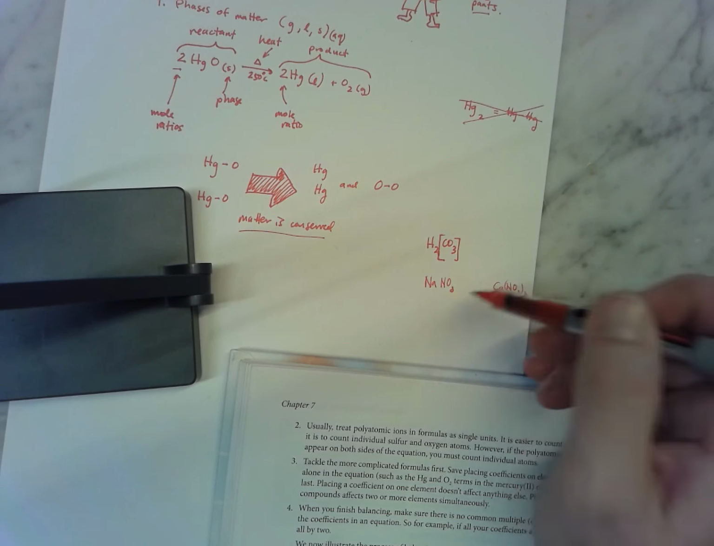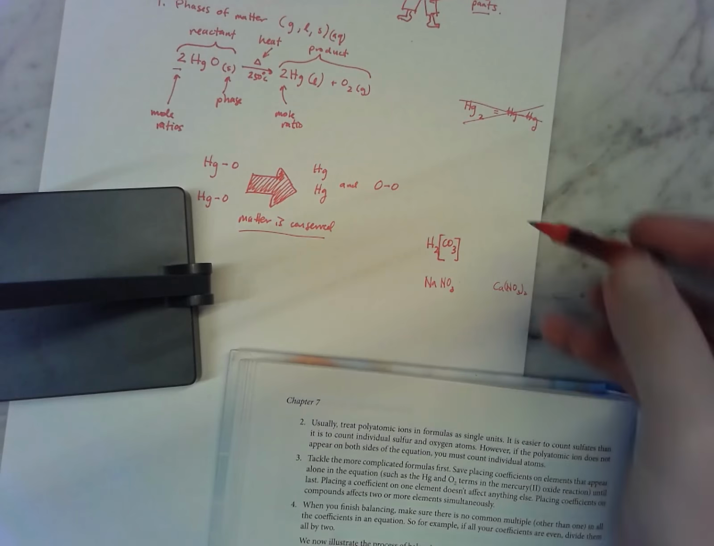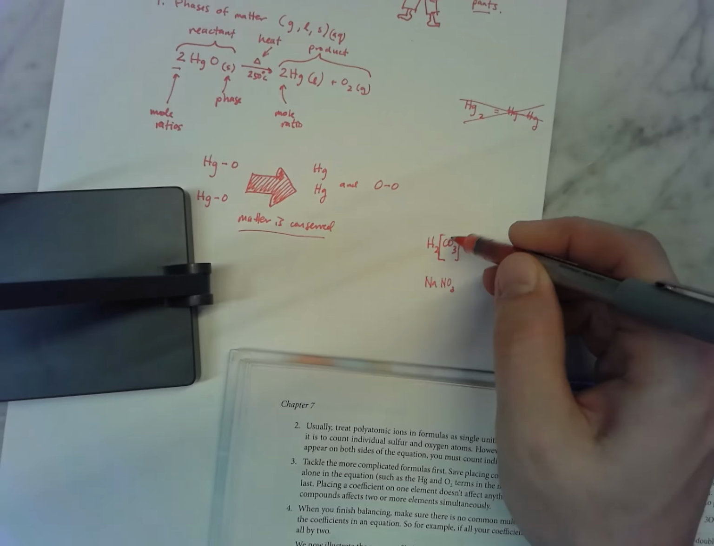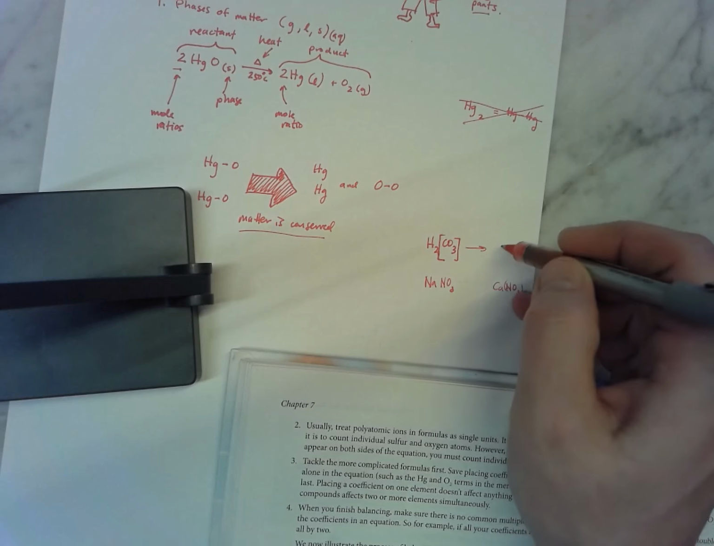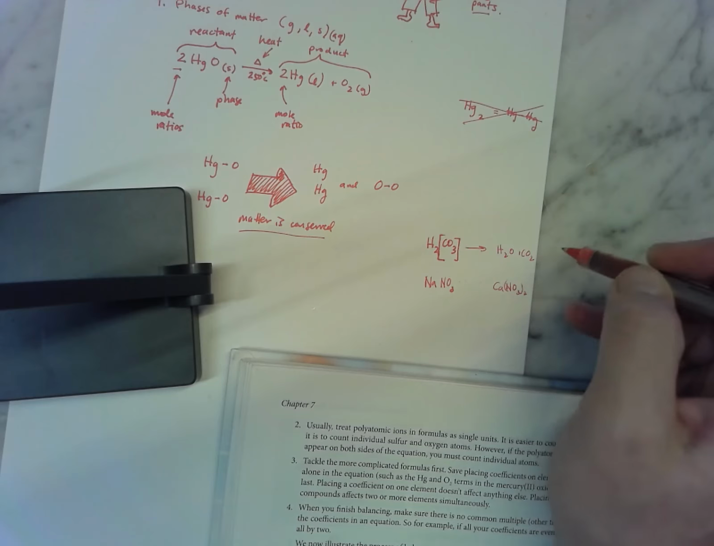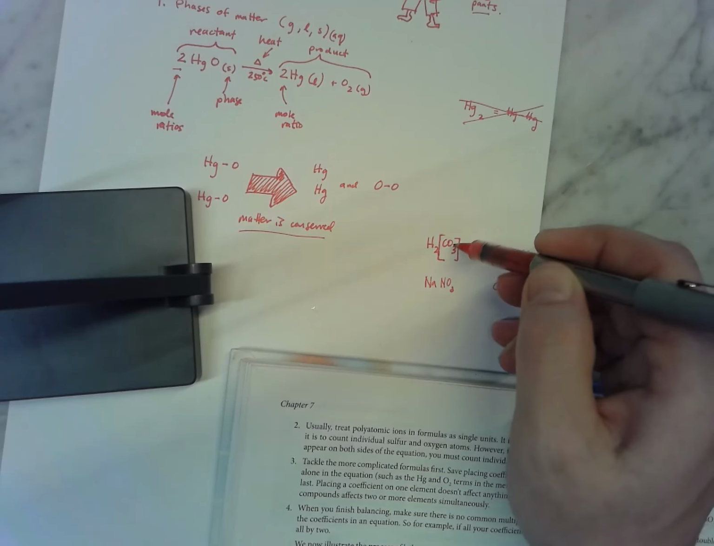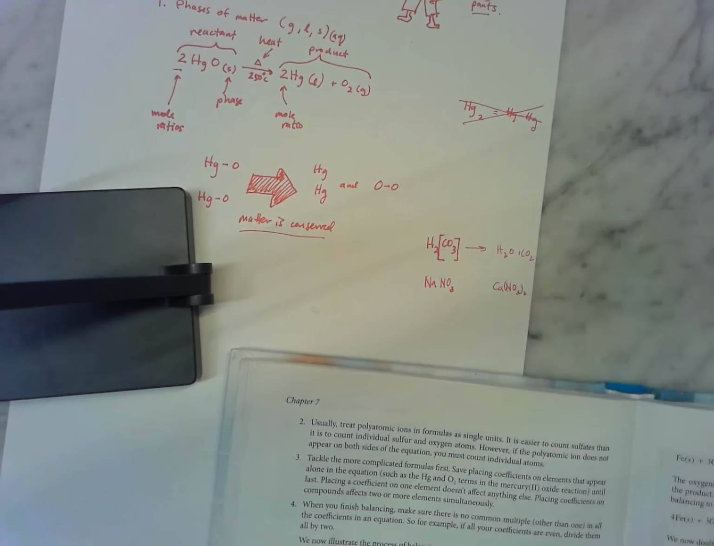You guys do it however you want. I think you can treat them as packages often, unless you don't see that as a unit on the other side. So if this goes to like H2O and CO2, well, obviously that polyatomic ion gets broken up into this. But we'll get into all that.